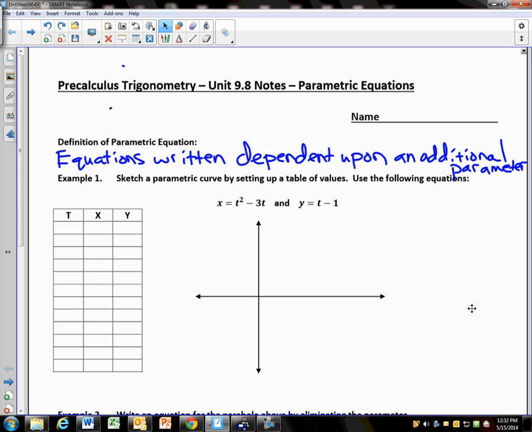Here we go. Precalculus, trigonometry, parametric equations. Write down the definition of parametric equation. This is a very hodgepodge definition, but it's the best one that I think that we'll readily understand. Parametric equations are equations written dependent upon an additional parameter. An additional parameter.